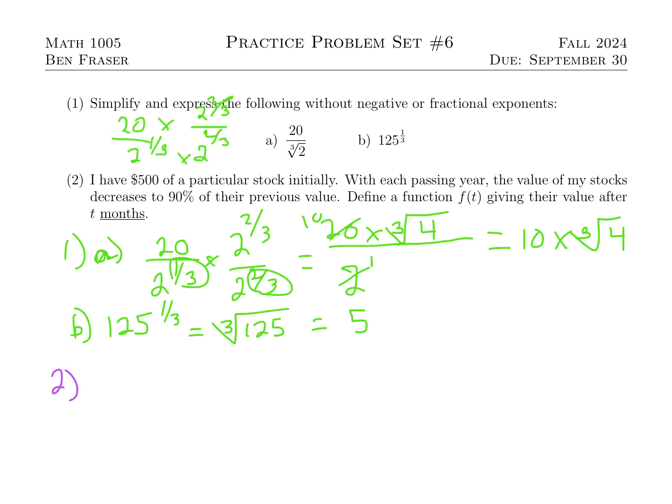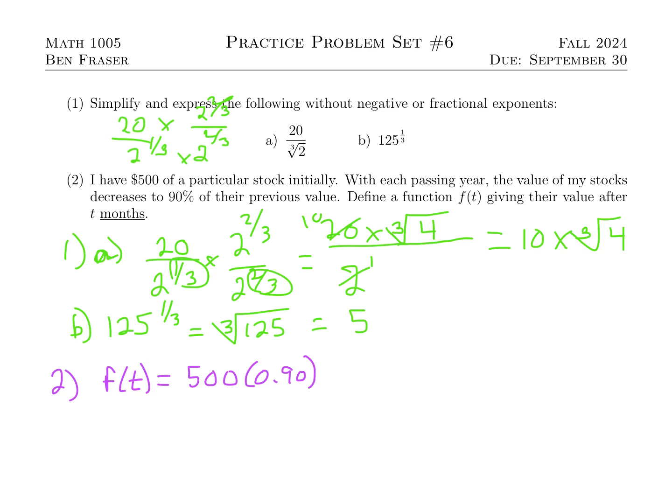If I look at question 2, I have $500 of a stock, and every year my stock is going to go down to 90% of the previous value. In other words, I'm going to lose 10% of the value every year. And so we need a function that shows the value after t months. So let's call that function f of t like they did. Initially I start with 500. But at the end of the first year, I only have 90% of that left. So after 1 year, that's what my formula would look like.